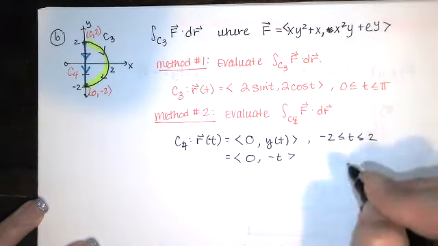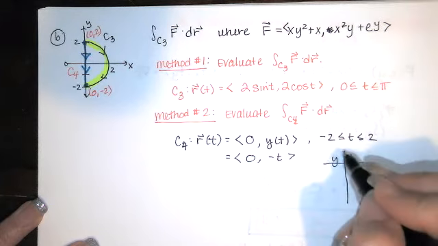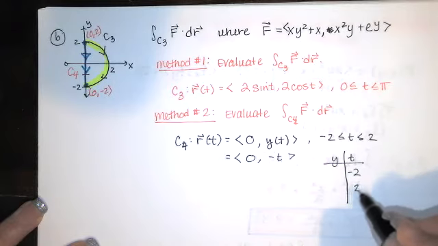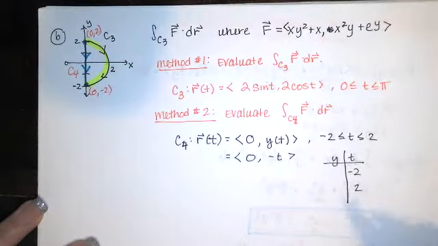I just did that sort of using intuition. If you don't want to use intuition, you could say, okay, let's let t go from -2 to 2. And y goes from 2 down to -2.